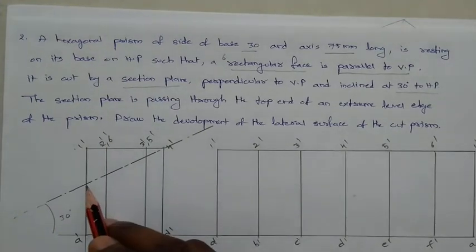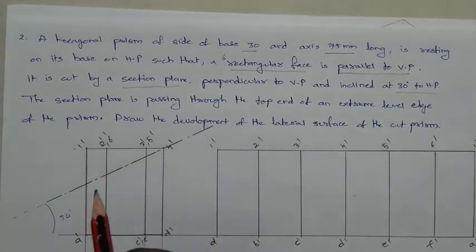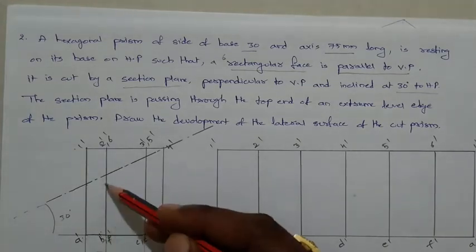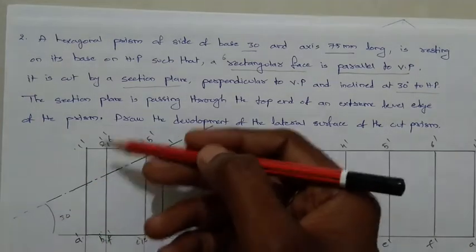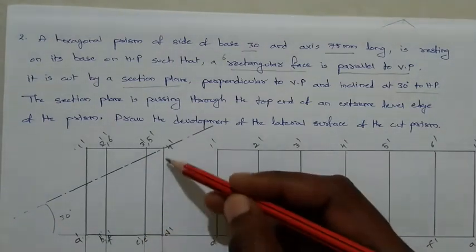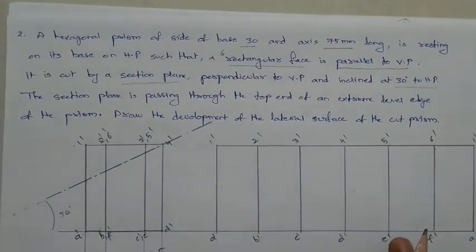Now if you observe, it is cutting this solid at different locations. This is first edge, there is A1. It is also cutting B2 and F6. B2 is in the front side and F6 in the back side, and C3, E5, C3 in the front side and E5 in the back side, and D4. Okay, so plot the points.